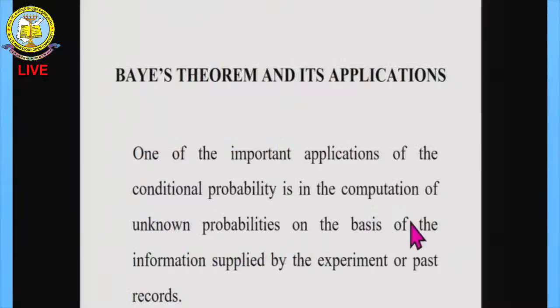Yes sir, the application part is explained in detail. So now I will go for a small definition and some mathematical terminology. One of the important applications of conditional probability is the computation of unknown probabilities on the basis of the information supplied by the experiment or past record.